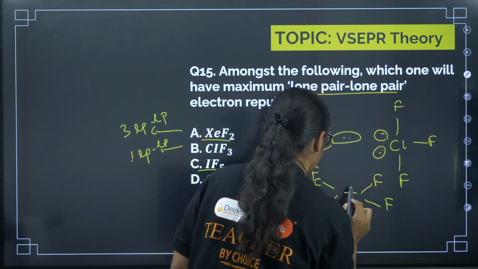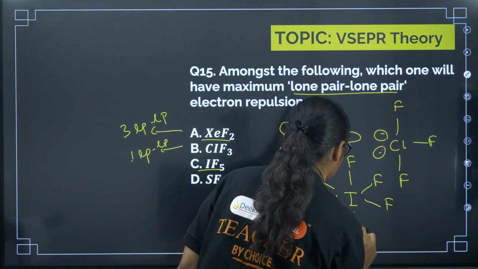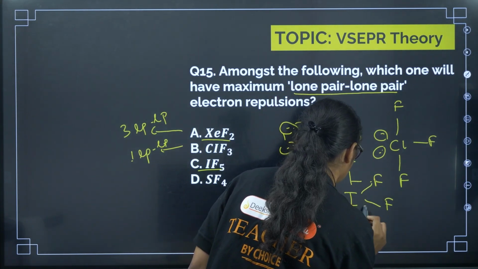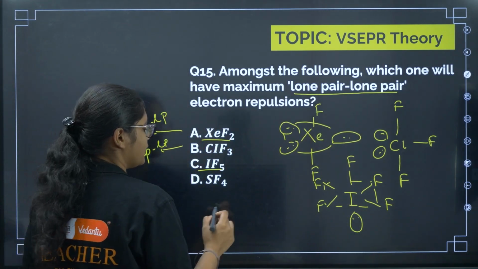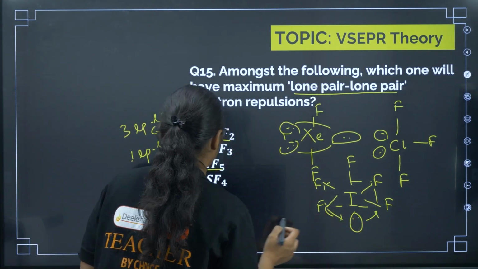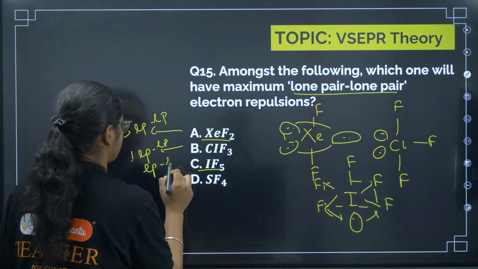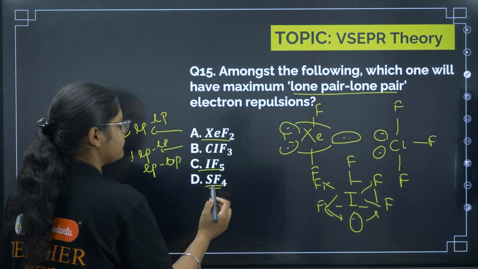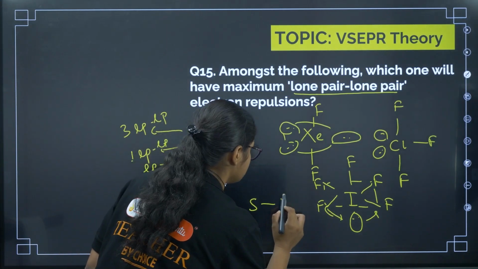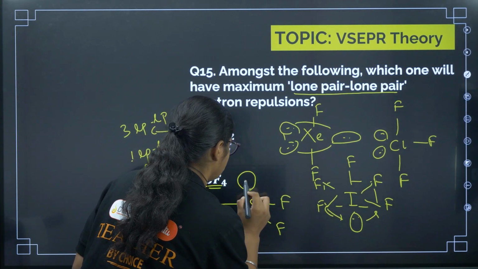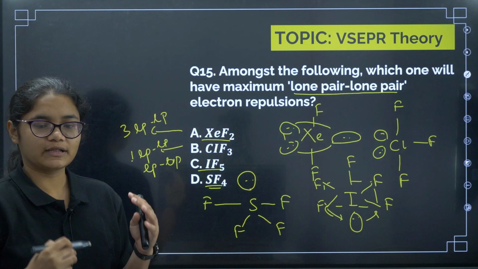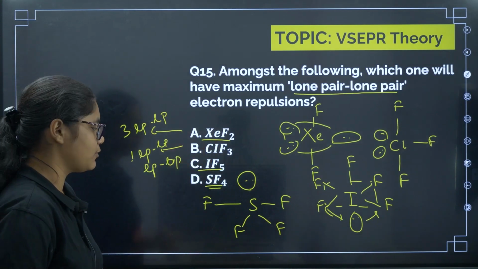So this is the structure, right? Here we do not have any lone pair repulsion. Here we have lone pair bond pair repulsion. You can write lone pair bond pair, many are there. SF4 is your seesaw structure. So this is your SF4 structure, right? I'm doing all the structures so that you can just revise it once again. This is a very important topic.